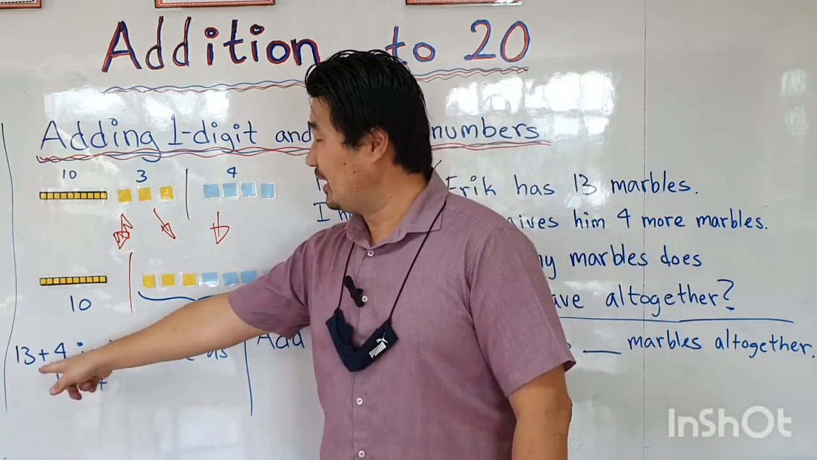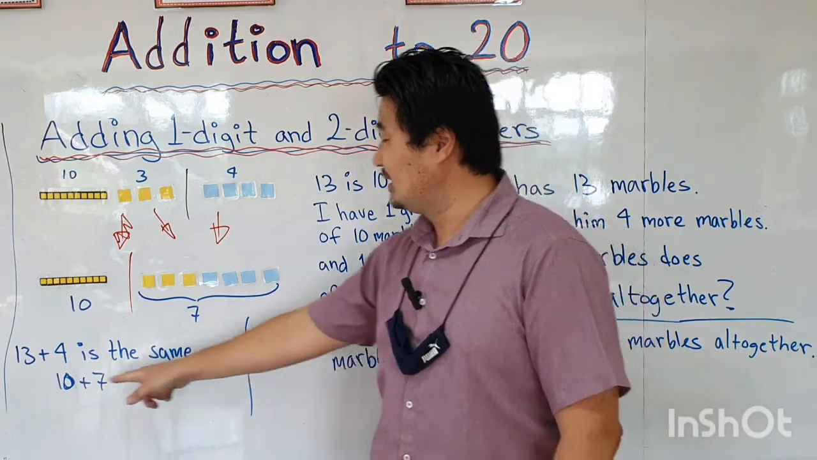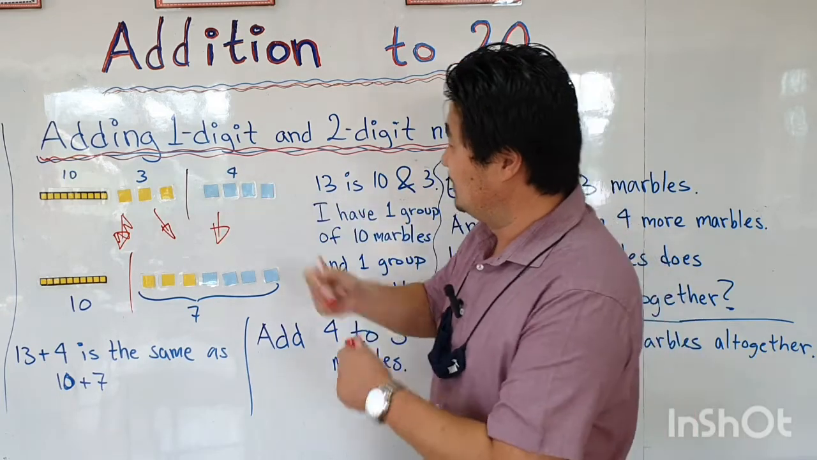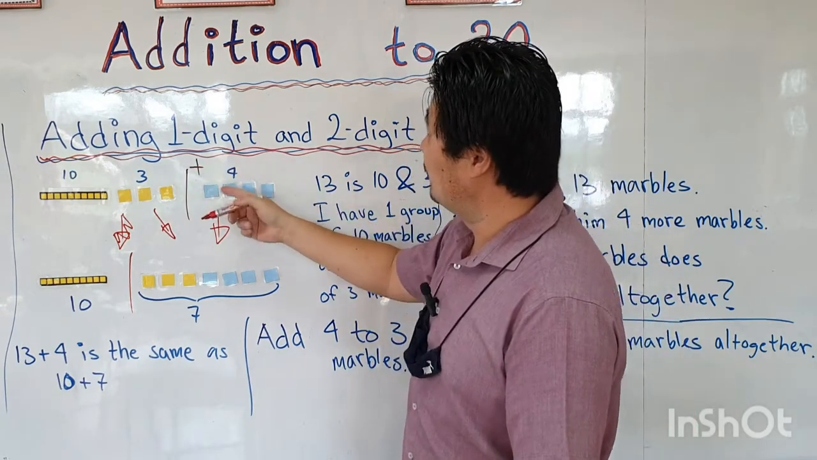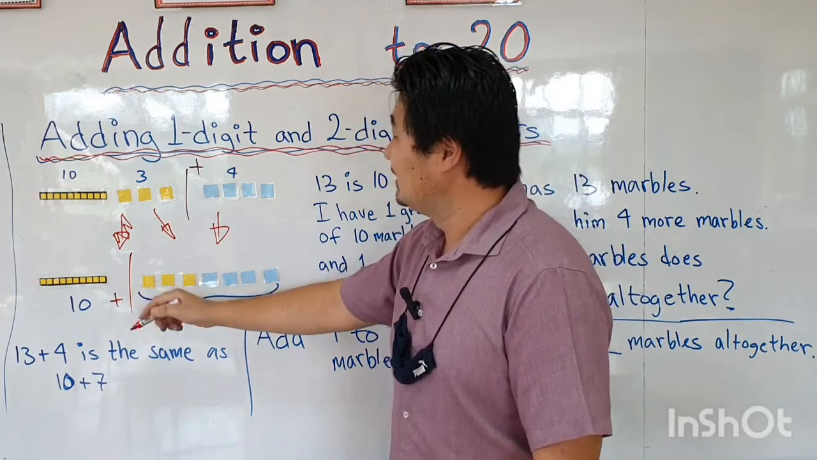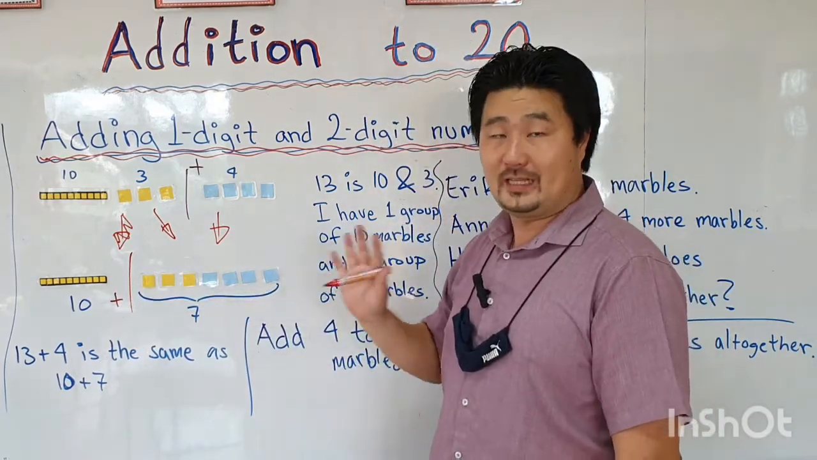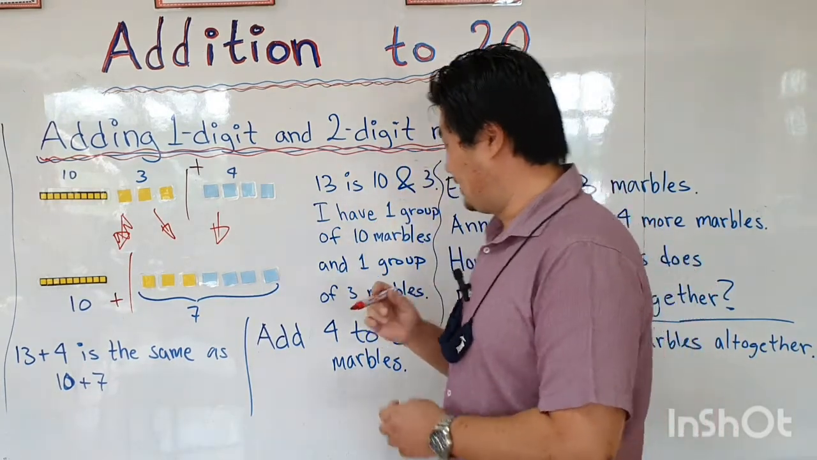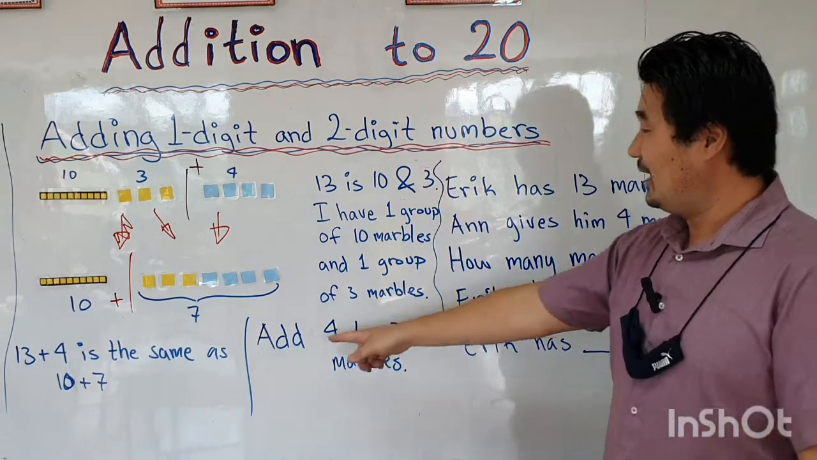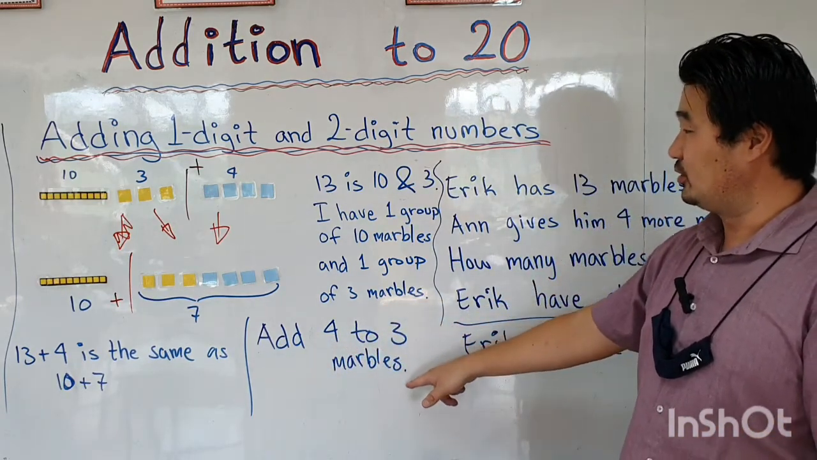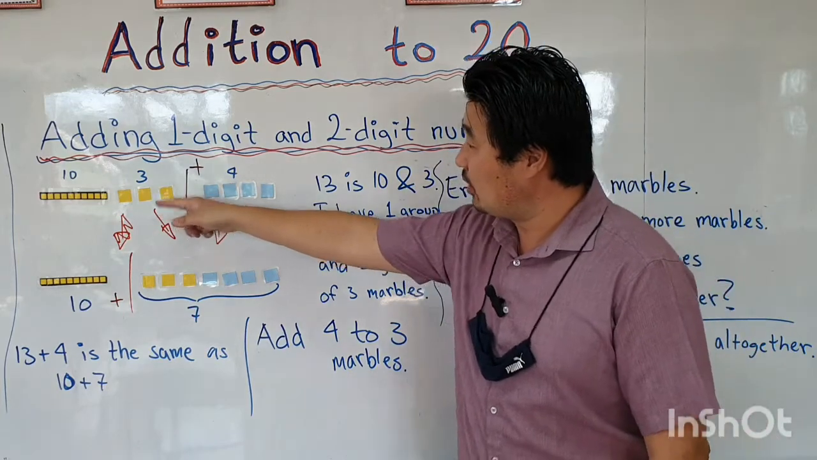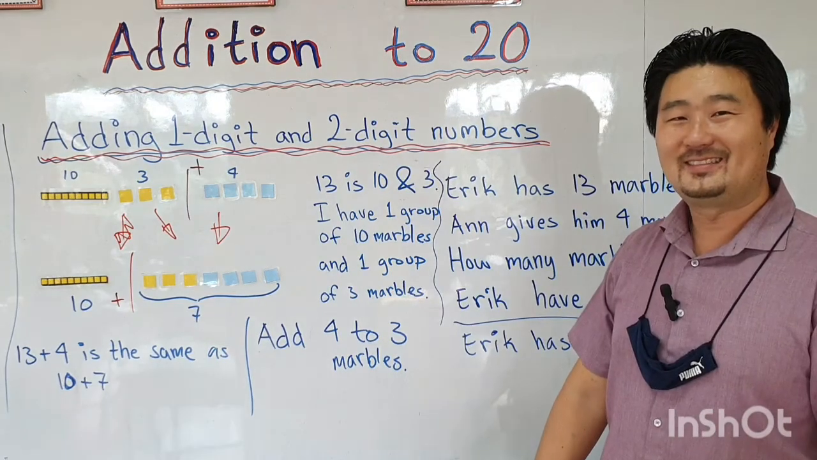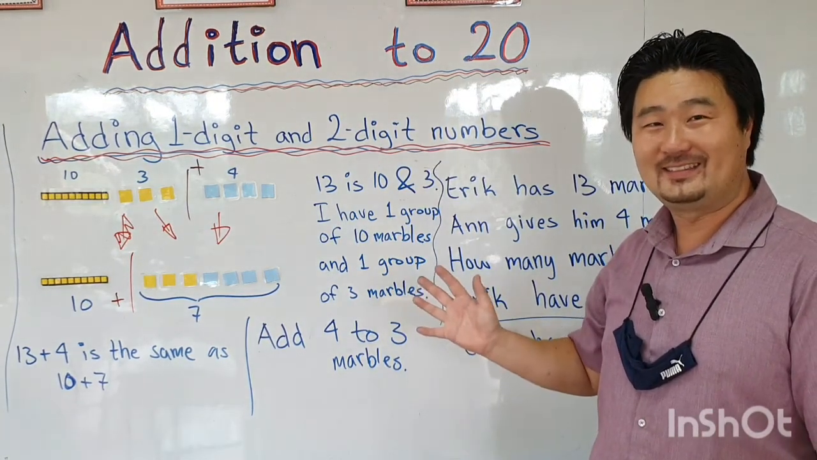So 13 plus 4 is the same as 10 plus 7. Same thing, but easier to do in your head. Okay? So, add 4 to 3 marbles to get 7. Alright? I hope you understand.